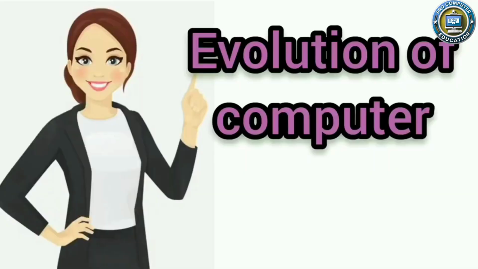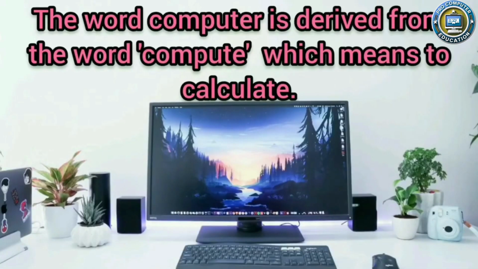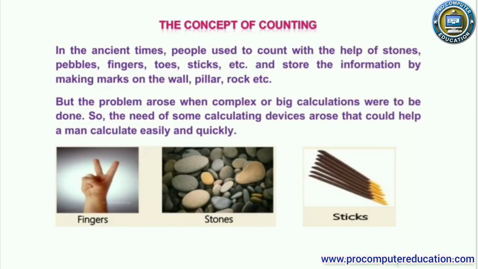Evolution of computer. The word computer is derived from the word compute, which means to calculate. This word tells us that computers were actually calculating devices built for long and difficult calculations. Now, let's know what are the concepts of counting.